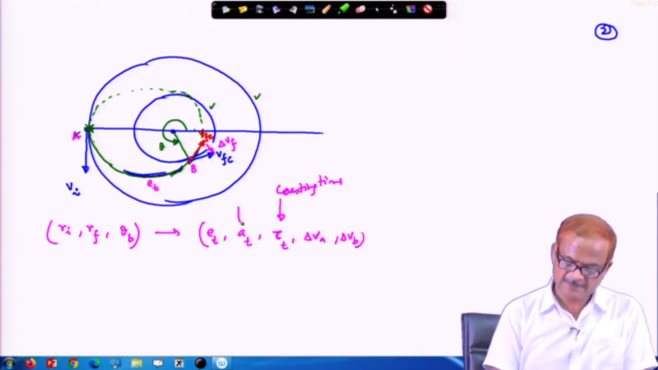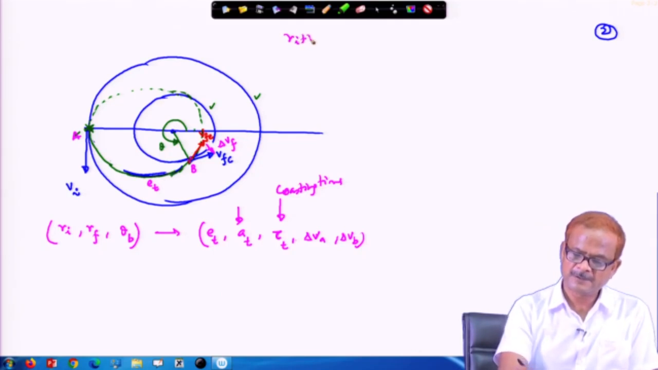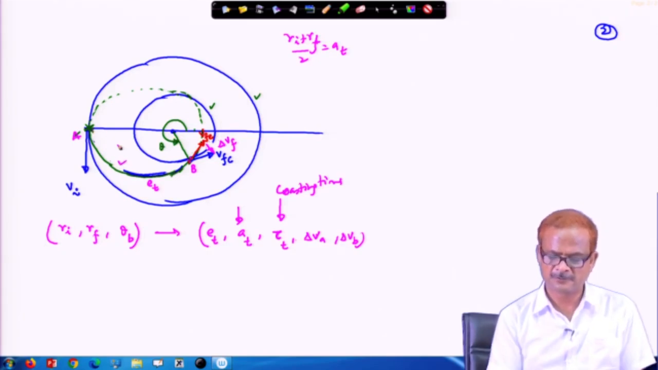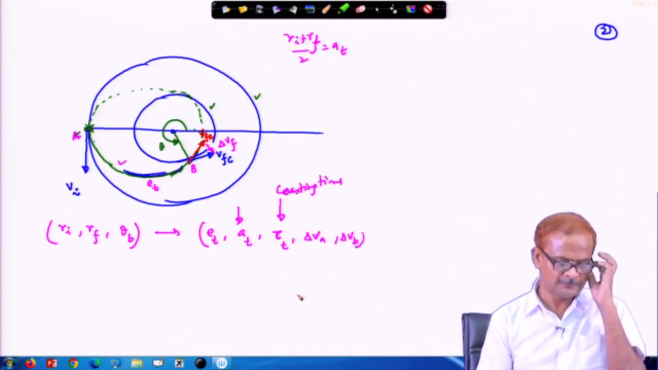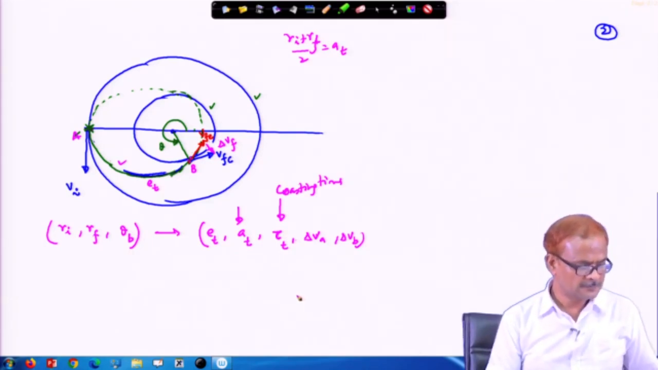Here in this case a is directly not available, we cannot write (r_i + r_f)/2 equal to a transfer, because this is only once the orbit is touching each other, okay. Only when the transfer orbit is touching both the inner and the outer orbit can we do this. So, here in this case we have to go through some other route, okay.